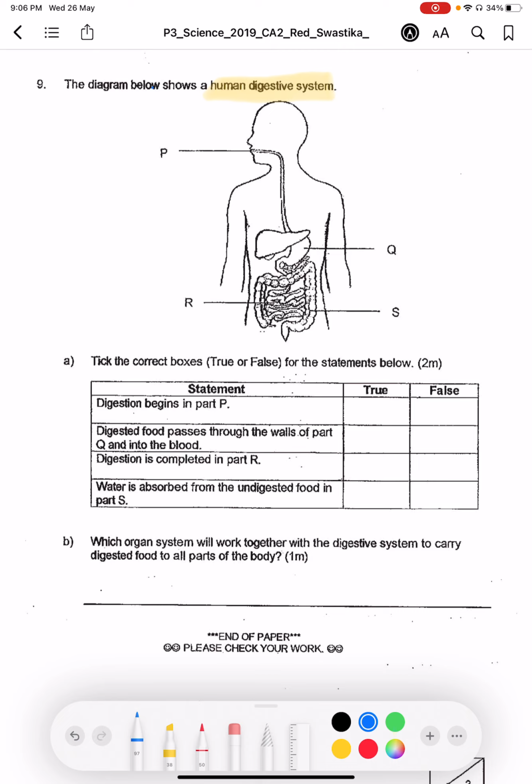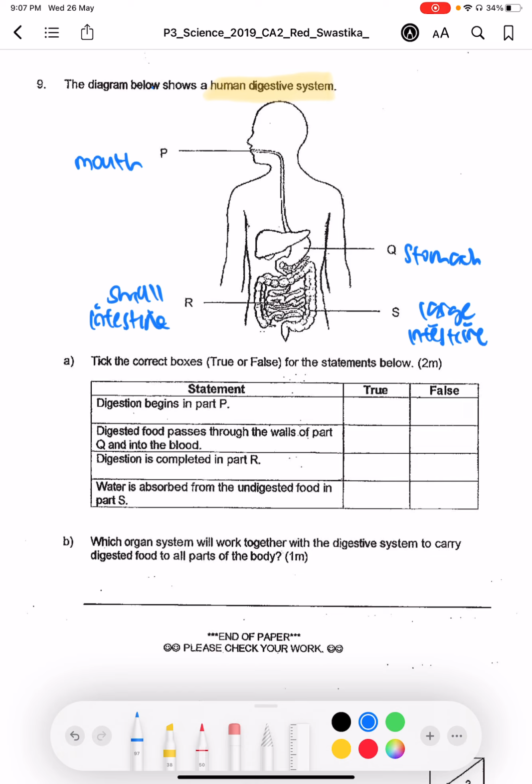So P is actually the mouth, Q is actually the stomach, R is actually the small intestine, and then S is the large intestine. Okay, so tick the correct boxes, true or false, for the statements below.